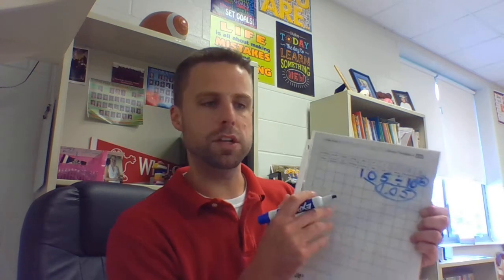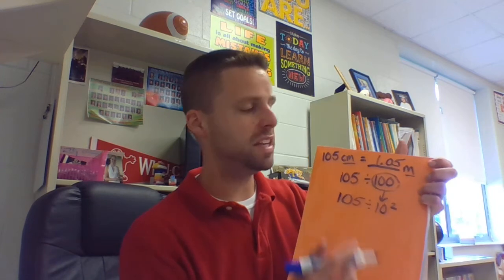So 105 divided by 10 to the power of 2 is 1.05 meters. So I go back to my problem and I write down 1.05 meters. Okay, so that's centimeters to meters. Divide by 100. All right, now let's take a look at one that goes the other way.